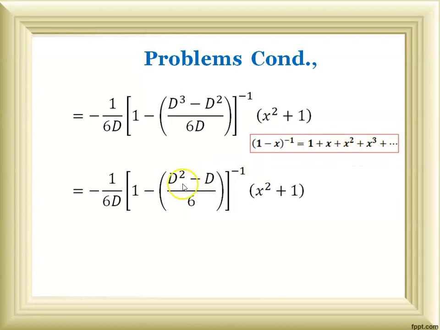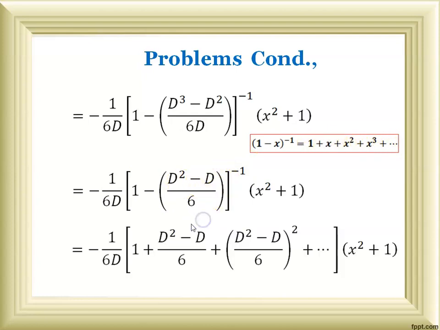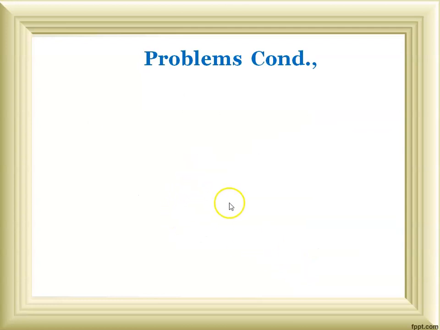Here x is equal to what? D square minus D by 6. So the expression is 1 plus D square minus D by 6 plus D square minus D by 6 the whole square plus etc. I am trimming the formula up to the second step itself, because the derivatives after D square become 0. The third derivative of x square plus 1 becomes 0. That's why I am trimming the formula up to the second step. So look at the next step.